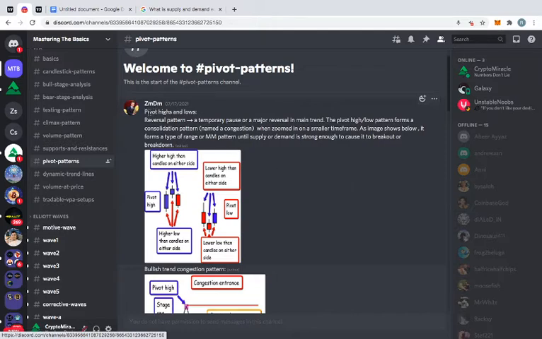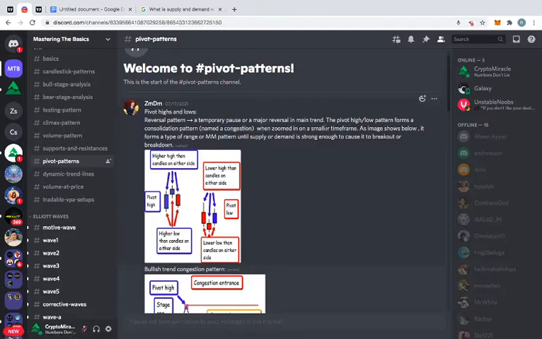So there's something called the pivot high and the pivot low. It is a reversal pattern. It's a temporary pause and major reversal in the main trend. The pivot high or low pattern forms a consolidation pattern. Okay, she names it a congestion, when it's basically a pause in the main trend, or it could be a reversal, right? So we'll get into the pictures a little bit later.